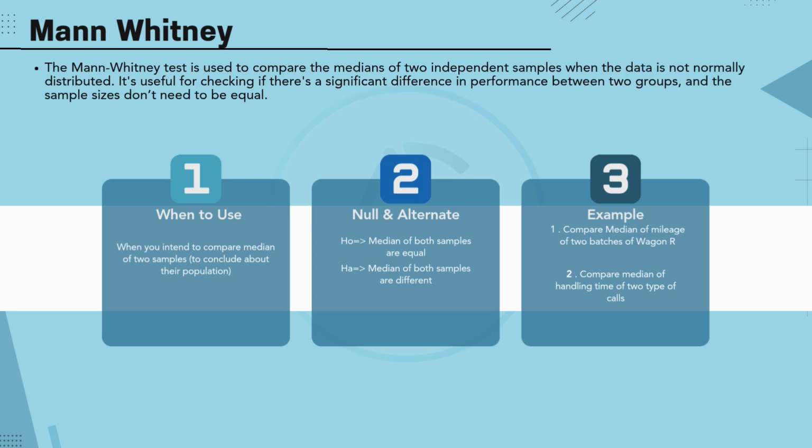This slide explains the application of the Mann-Whitney test, which is a non-parametric test used when our data does not follow a normal distribution. Purpose of the test. The Mann-Whitney test is especially helpful when comparing the medians of two independent samples. It's a good alternative when the assumptions for a two-sample t-test are violated, such as non-normality or ordinal data. Unlike parametric tests, this method does not require equal sample sizes and is based on ranking the data, not the actual values.